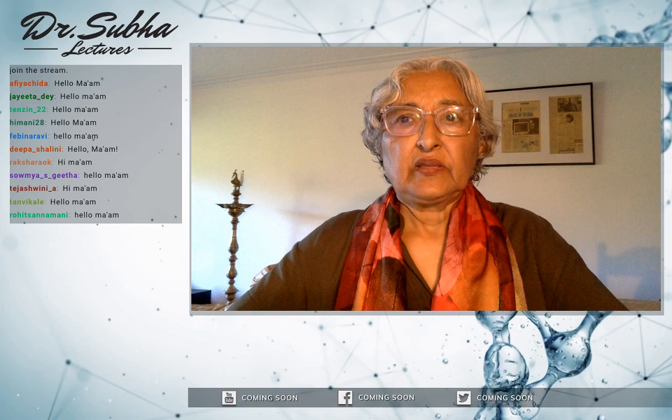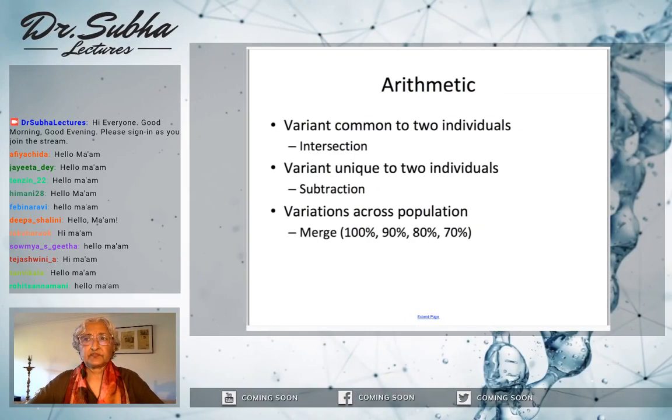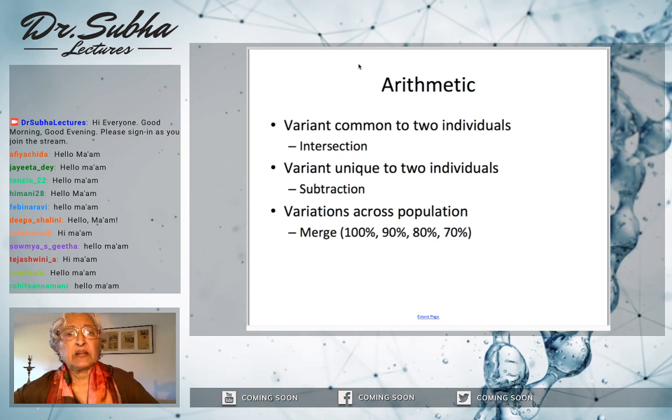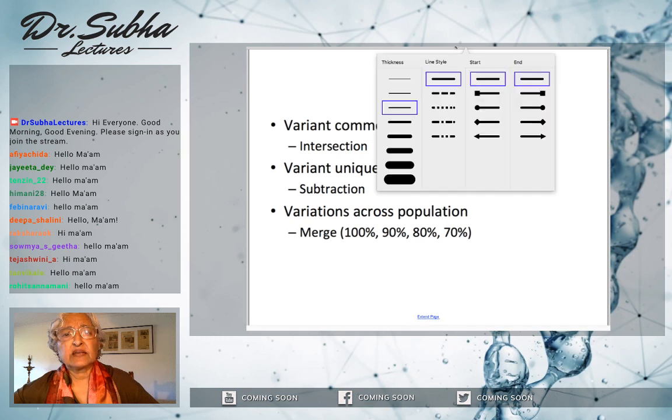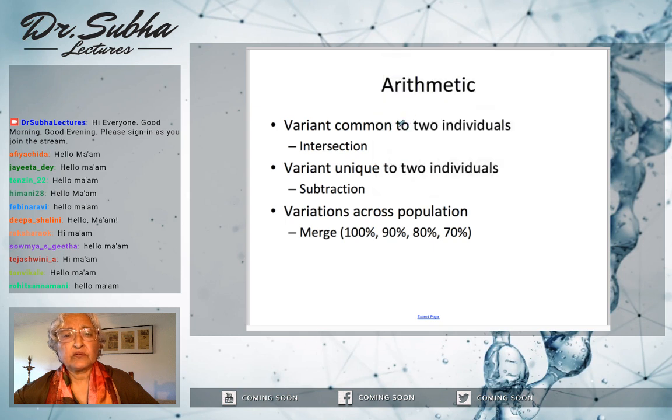So I'm going to now switch to my PowerPoint presentation, and this is where we were last time. Arithmetic of variants. Variants common to two individuals. That will be intersection, correct? You can use multiple tools, as I said. You can use bedtools. Let me pick a pen here. I think we did this last time, but it's okay to repeat for people who dozed off.